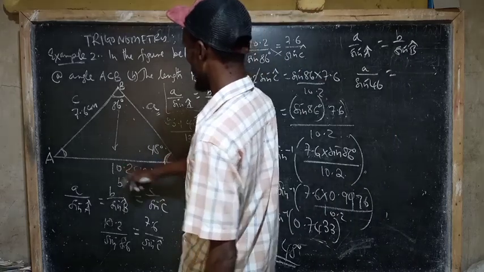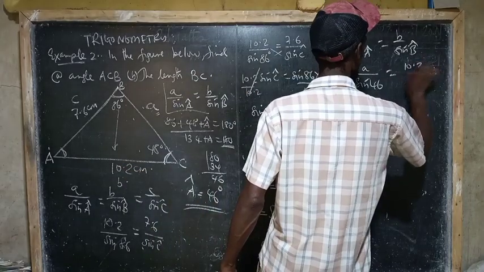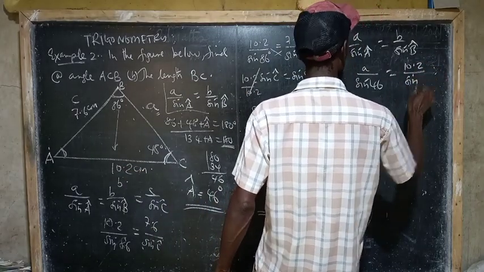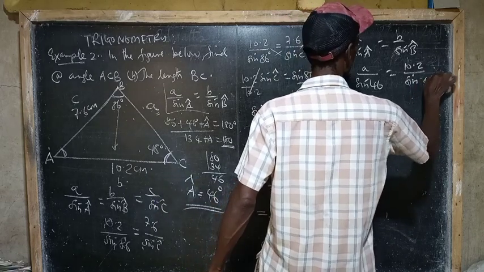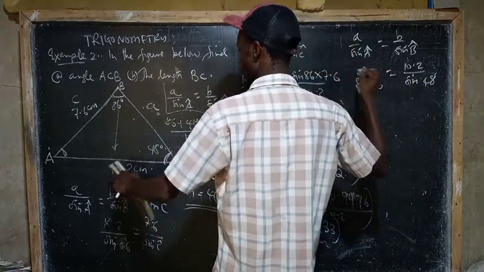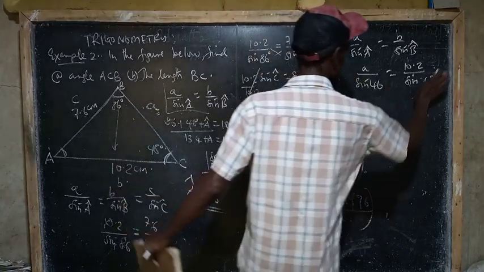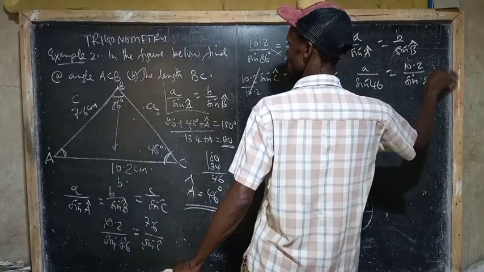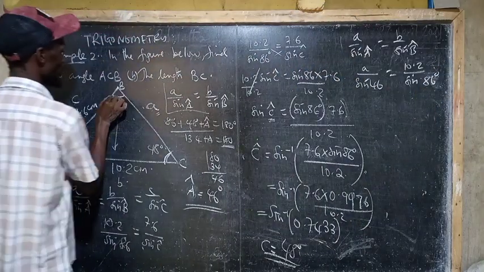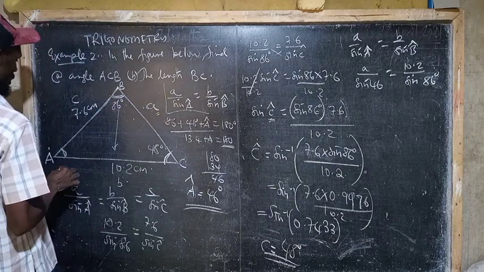A we have got it is sin of 46 is equal now to B. B is 10.2 over sin of B. B we have got it is 48. Now it is 86, sorry. It is 86 degree. B is definitely here. Hapa. Kwa hiyo hapa ni 86.